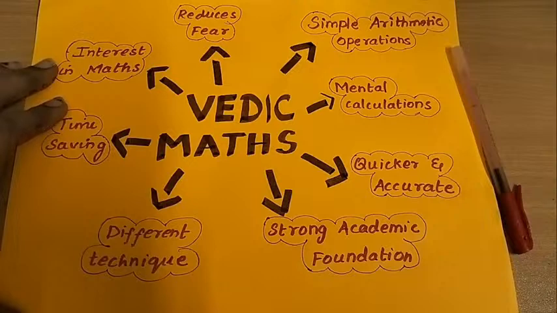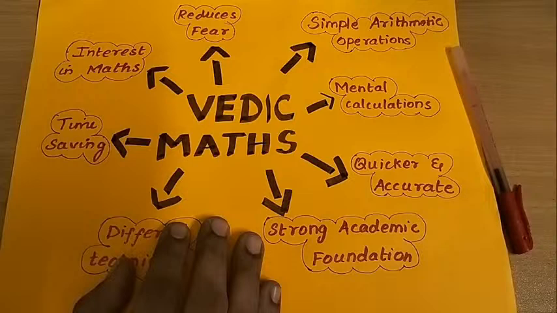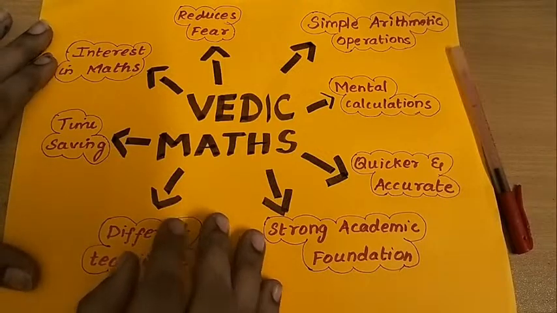Okay, we are damn assured that if they start learning from grade 3, they will be very perfect in mathematics at grade 10 and 12. Okay, next is the uses of Vedic mathematics. Vedic mathematics also helps to solve problems 10 to 15 times faster.